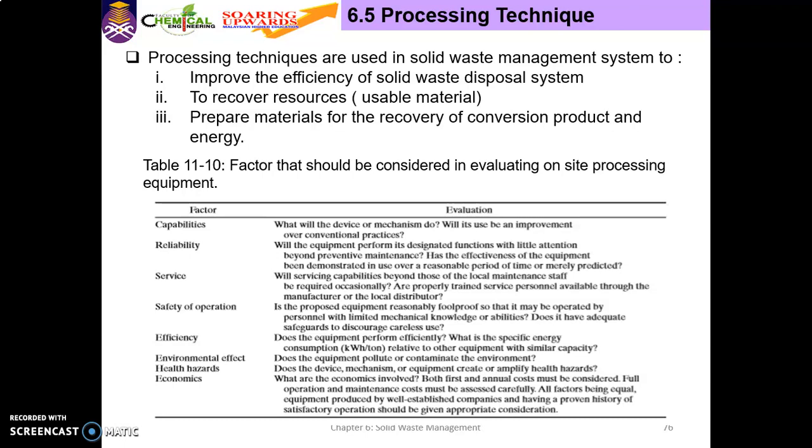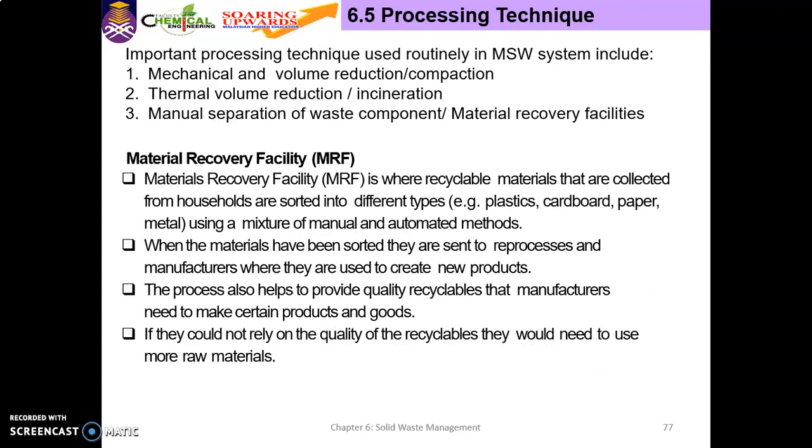And also number 5, efficiency: does the equipment perform efficiently? Number 6, environmental effect: does the equipment pollute or contaminate the environment? Health hazard: whether the equipment, mechanism or device creates and amplifies health hazards. And lastly, economic. Okay, what are the economics involved? Whether the annual cost must be considered, and maintenance costs. So all these factors must be considered when evaluating on-site processing equipment.